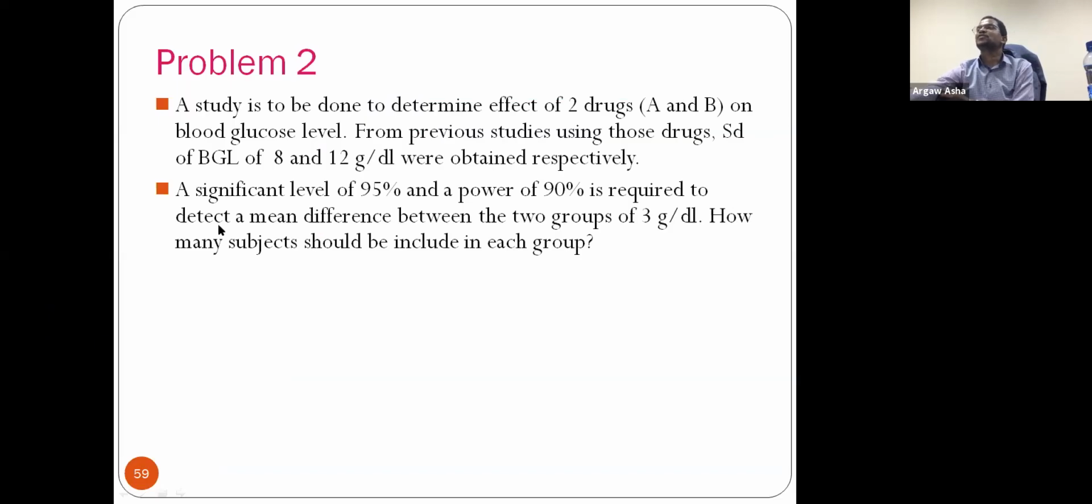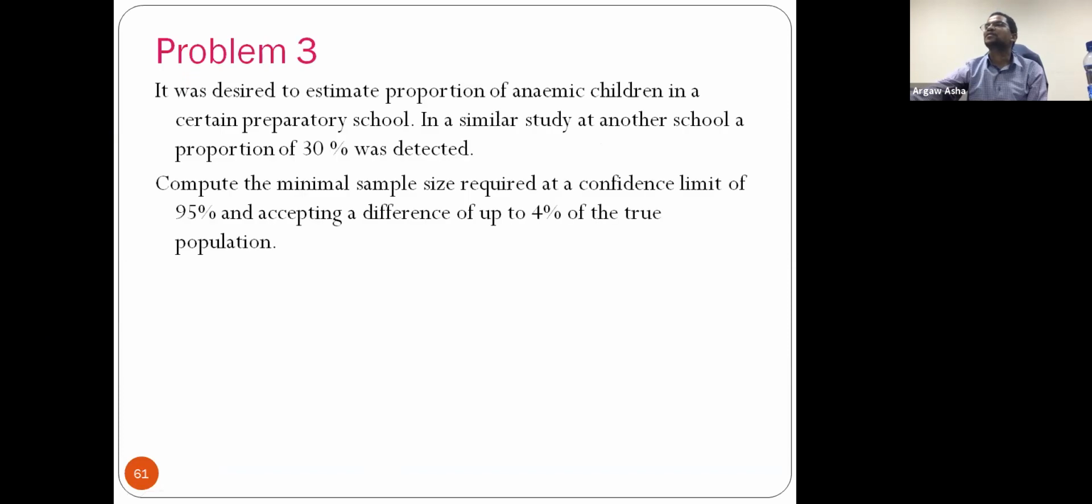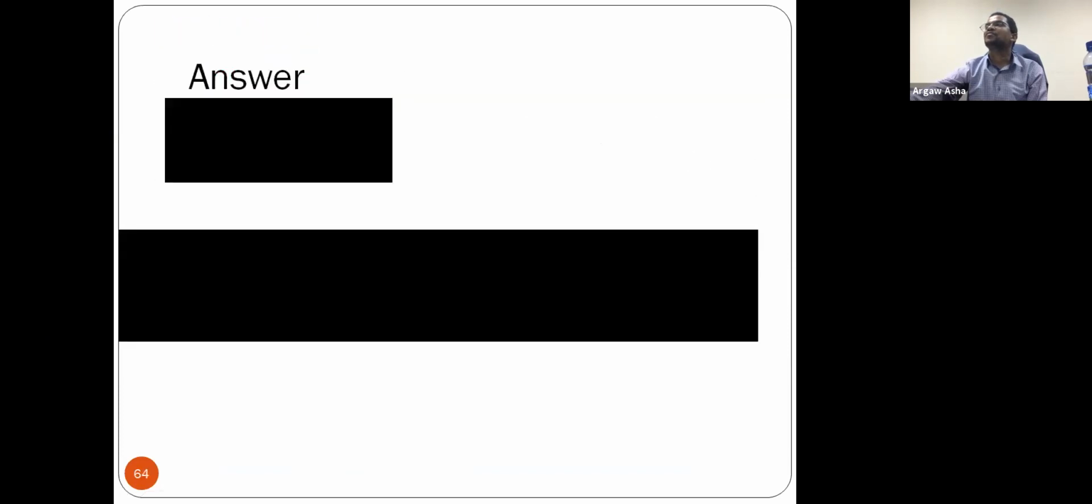The second one is also a study to be done. Please go through these two examples. If you have any questions, we can discuss later.